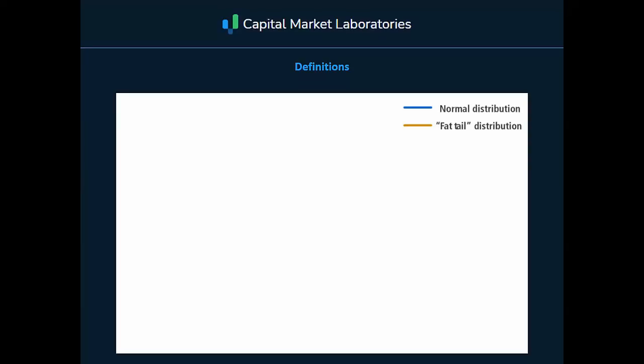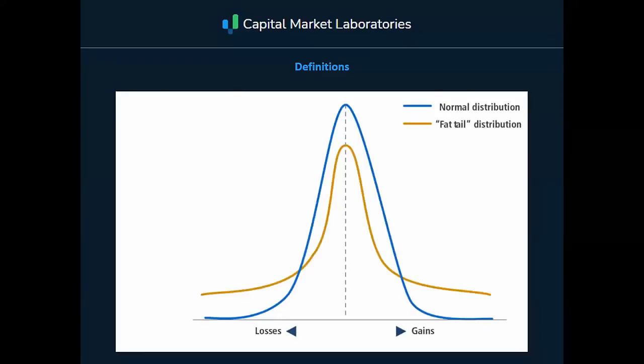Okay, so the next thing you're going to see is two charts, one on top of the other. The blue one is normal. The orange one is fat tails. What do I mean by fat tails? First of all, what are we looking at?